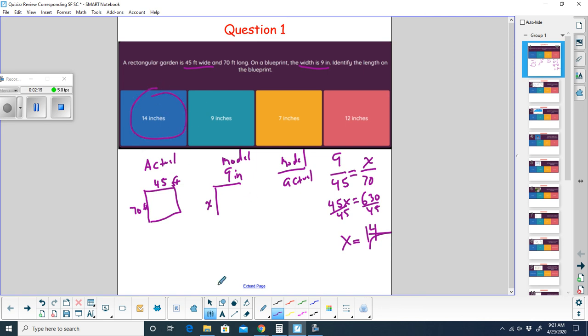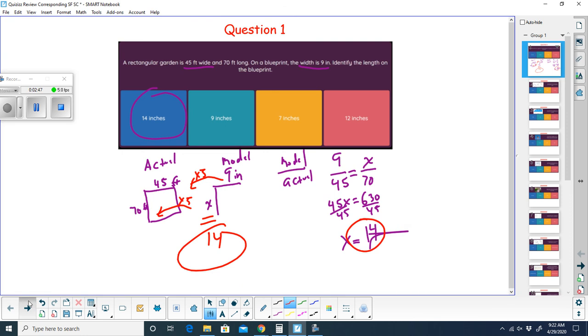Another way to think of it, and I'll change the color up here real quick. 9 times 5 gives me 45. So what number here would replace x that if I multiply that times 5 would give me 70? And the answer is 14. 14 times 5 is 70. So the answer is 14, any way you look at it. Let's do the next problem.